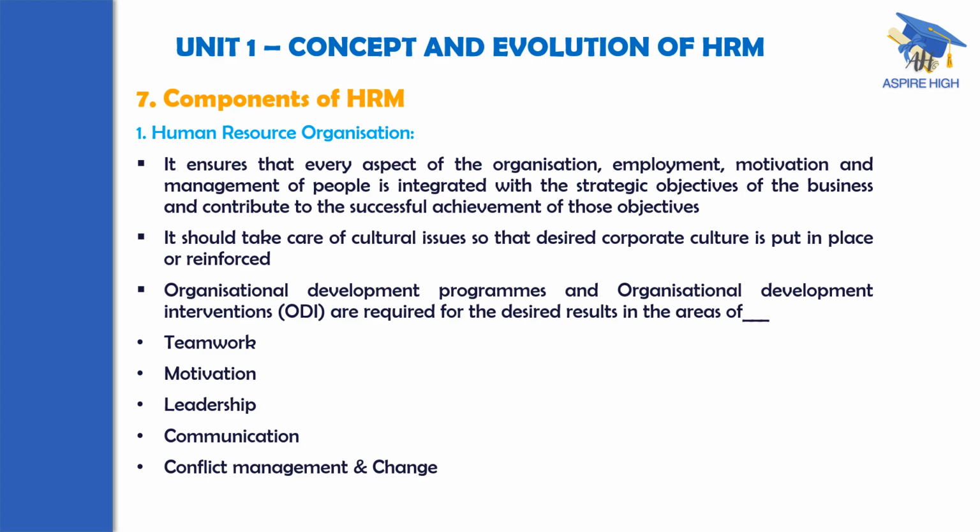There are 8 components of HRM, which we will discuss one after another. The first one is Human Resource Organization. Human Resource Organization is intended to ensure that every aspect of the organization, please understand the wording, every aspect of the organization, employment, motivation, and management of people, is covered. The management of people is a very broad phrase. It covers the whole gamut of your HRM. So all these things are to be integrated with the strategic objectives of the business and contribute to the successful achievement of those objectives.